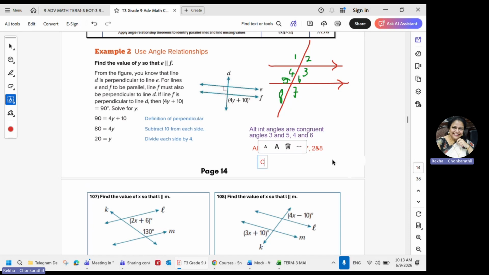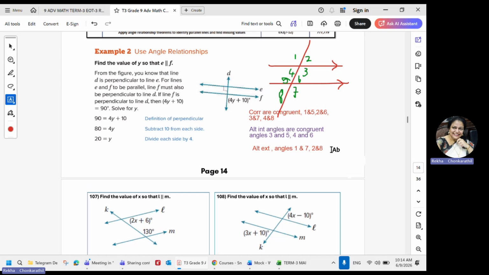Corresponding angles are also congruent. And what are corresponding? They are in the same positions. For example, 1 and 5, 2 and 6, 3 and 7, 4 and 8. These corresponding angles are also congruent.